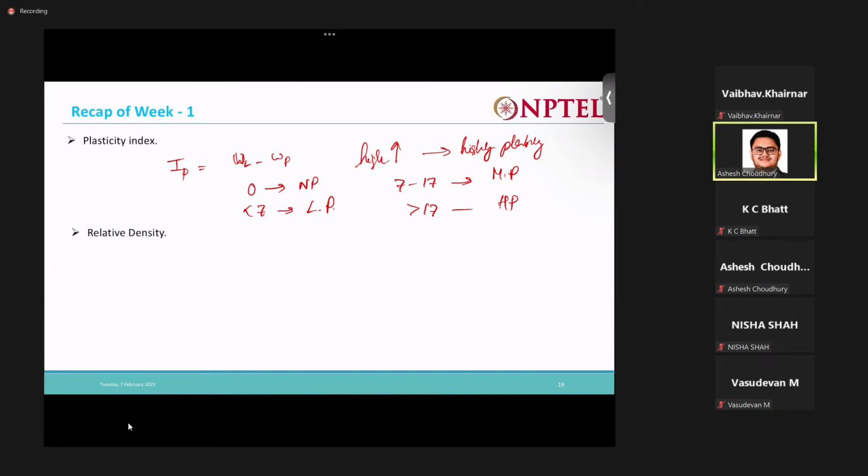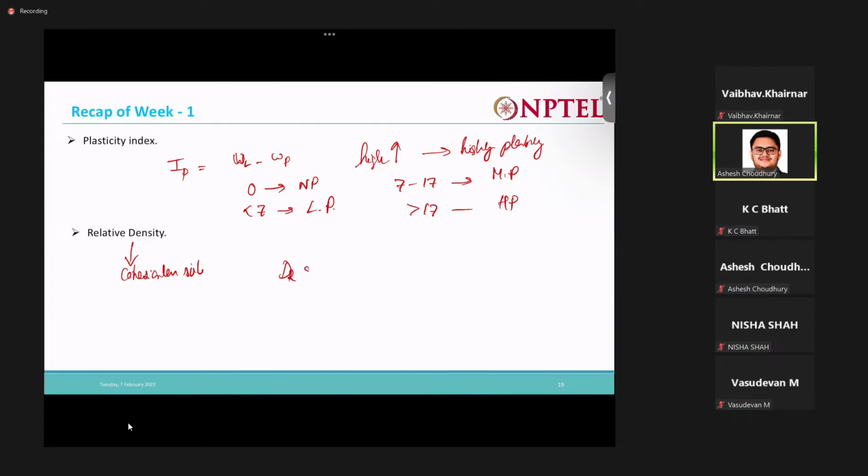Now one more term which we need to study is relative density. So what is relative density? Relative density is only valid for cohesionless soils, meaning granular soils like sand, not clay. Clay is sticky. This is used mainly to define the degree of packing in a cohesionless soil, that is, the degree of packing in granular soils, for example sands. Okay, so what is the relative density?